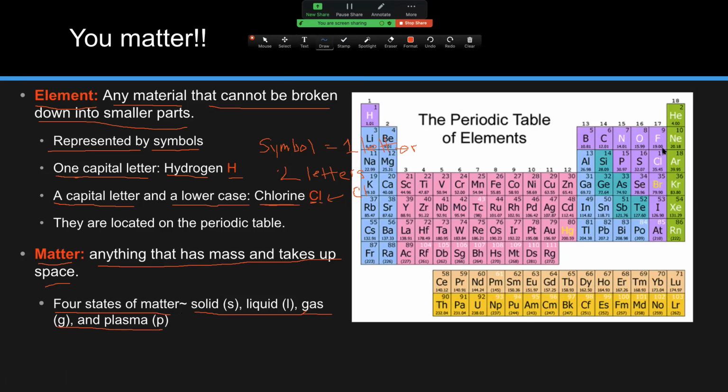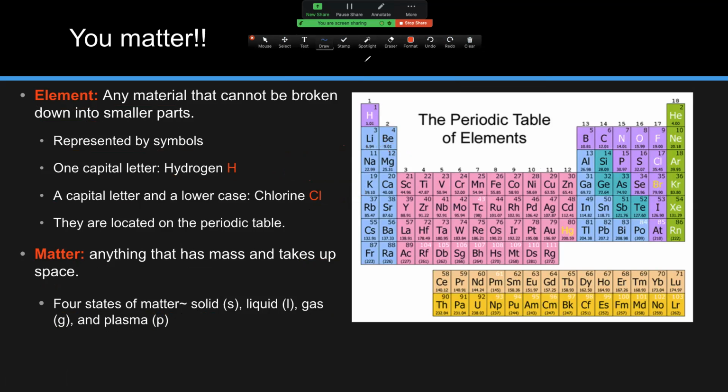So here's our periodic table. Oh, chlorine, I'm sorry, it's not 19, it's 17. There's chlorine. Let me clear all my drawings. Here's hydrogen, beryllium, gold. Notice if it's 1 letter, it's just capitalized. If it's 2, it's capital and lowercase. And there's neon.